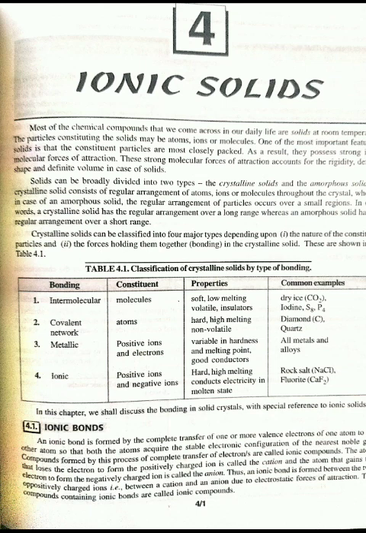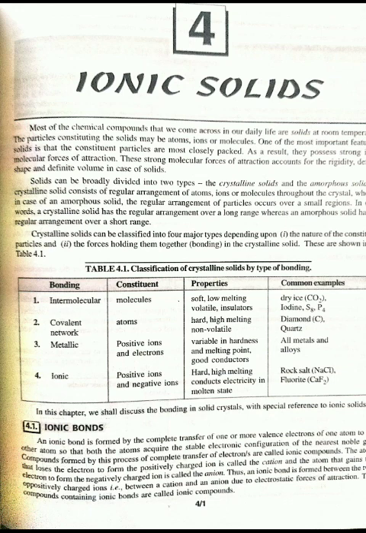First, intermolecular bonding. Constituent: molecules. Properties: soft, low melting, volatile, insulators. Common examples: dry ice, CO2, iodine, I2, P4. Second, covalent network bonding. Constituent: atoms. Properties: hard, high melting, non-volatile. Common examples: diamond, C, quartz.